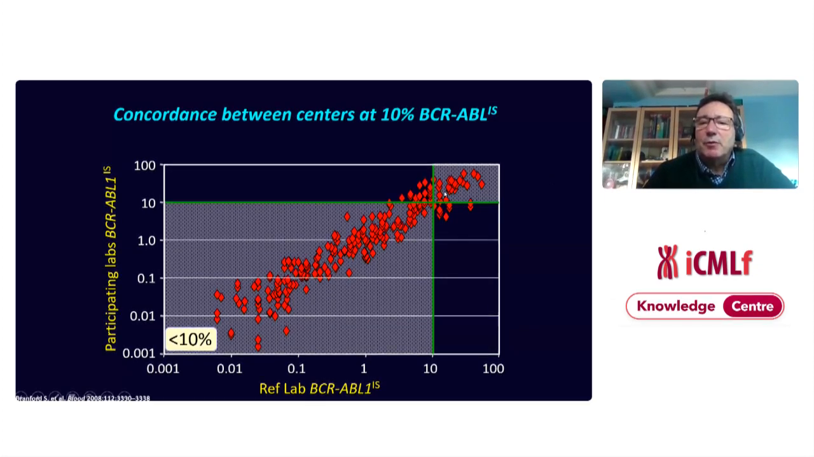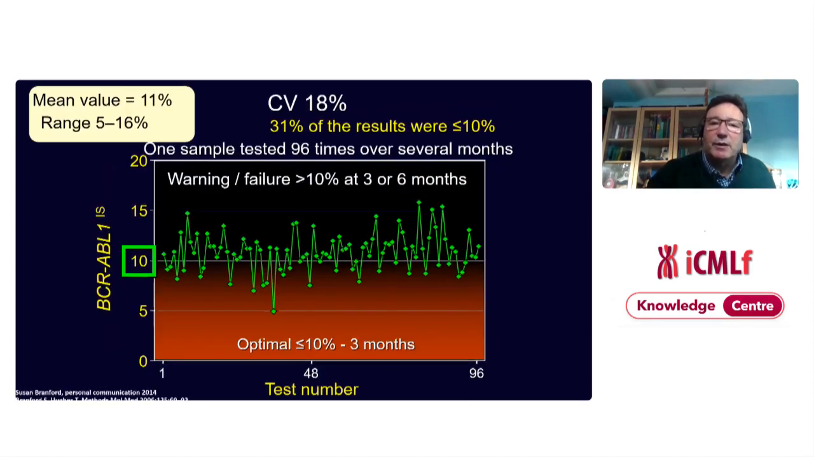These samples here are all concordant, they're all above 10% in both centers. These are below 10%, but you have a substantial number of samples that are discordant. So if you're trying to make a clinical decision point, this just indicates the kind of variability you're getting around that 10% early molecular response. And this is shown in more detail here.